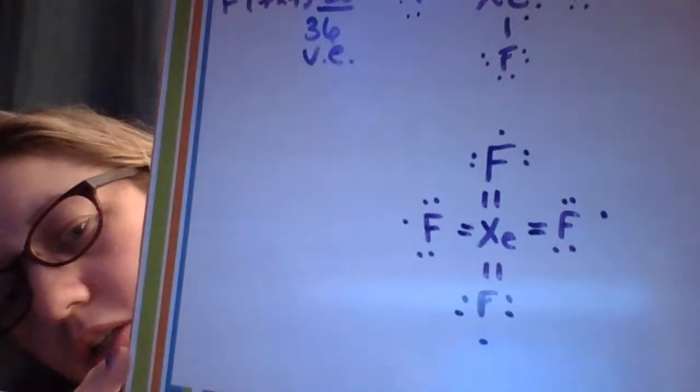So what's going to happen is I believe that will give us double bonds now for each fluorine atom. And we still have one side on each fluorine atom that only has 1 electron.